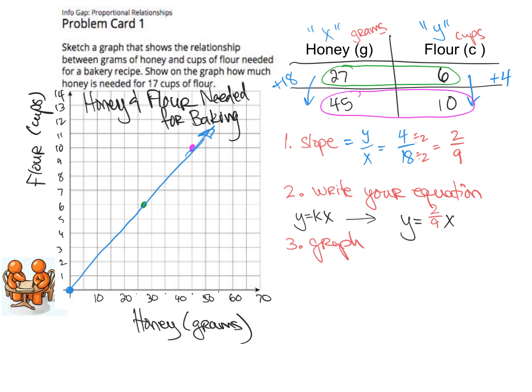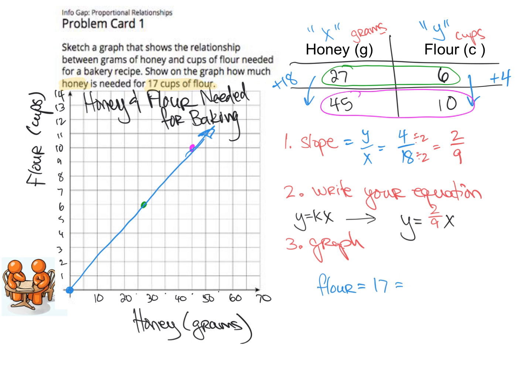Now, the last thing we need to do is show on the graph, if I have 17 cups of flour, how much honey is needed. 17 cups of flour, how much honey is needed? Okay, so we have flour, which is 17. And flour was my y value. So that was my y.